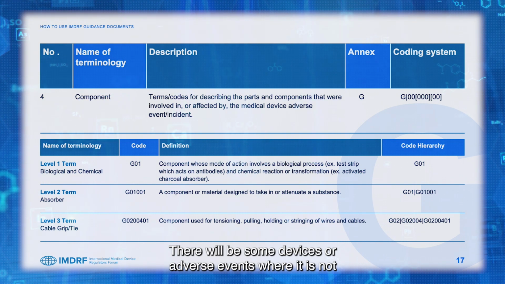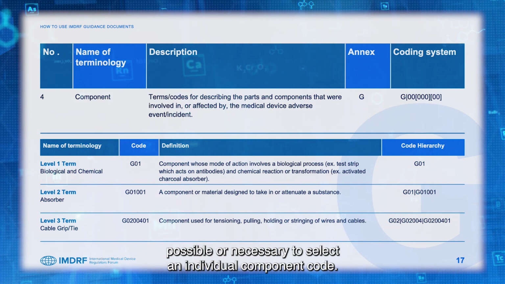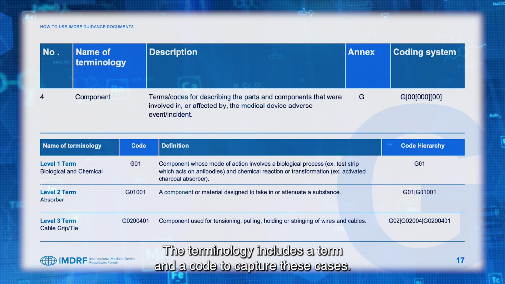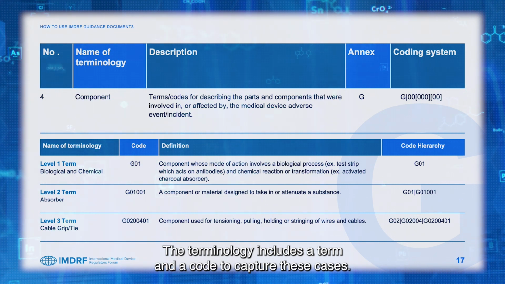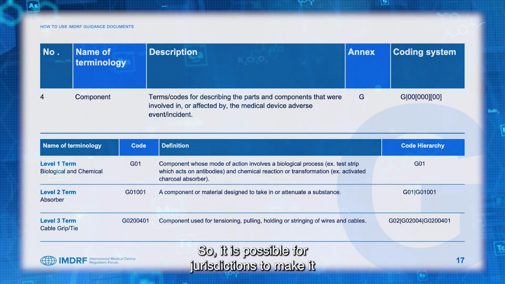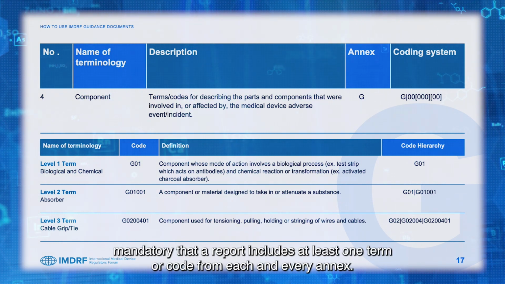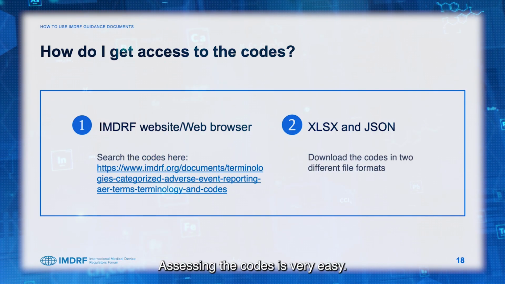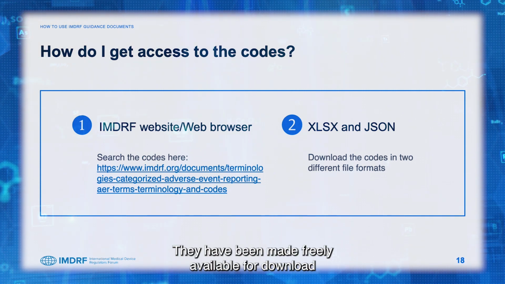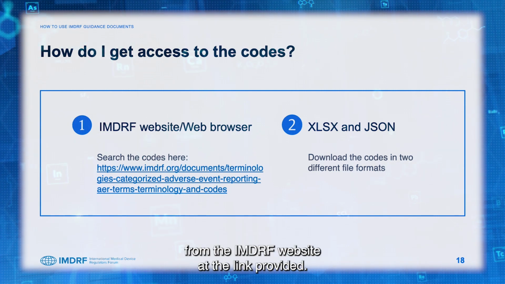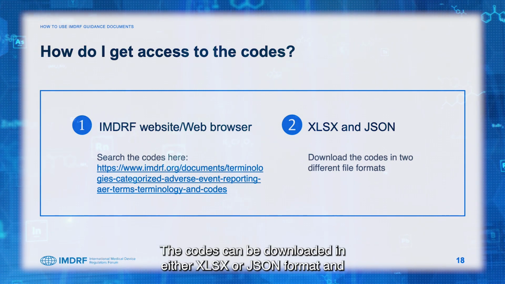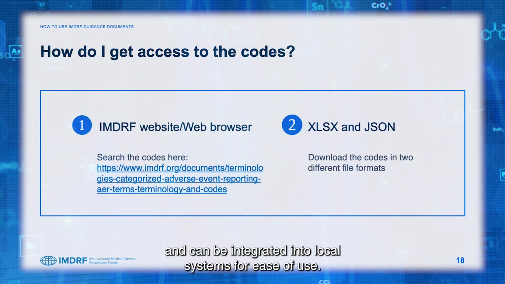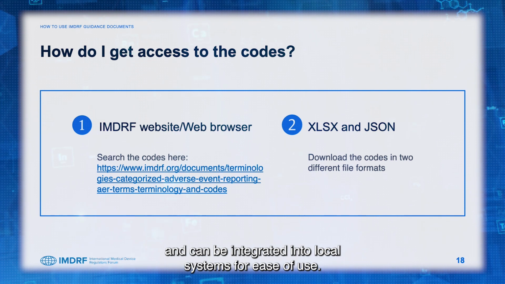There will be some devices or adverse events where it is not possible or necessary to select an individual component code. The terminology includes a term and a code to capture these cases. So it is possible for jurisdictions to make it mandatory that a report includes at least one term or code from each and every annex. Accessing the codes is very easy. They have been made freely available for download from the IMDRF website at the link provided. The codes can be downloaded in either XLSX or JSON format and can be integrated into local systems for ease of use.